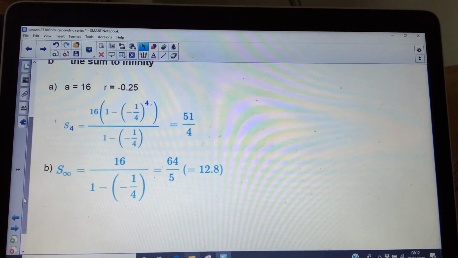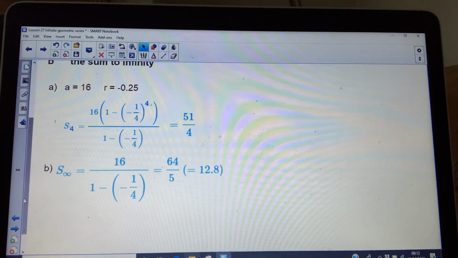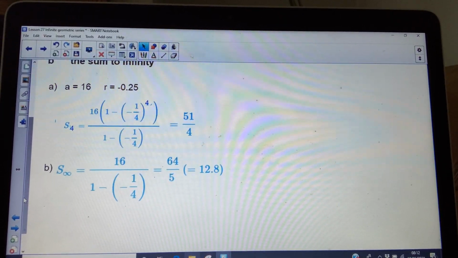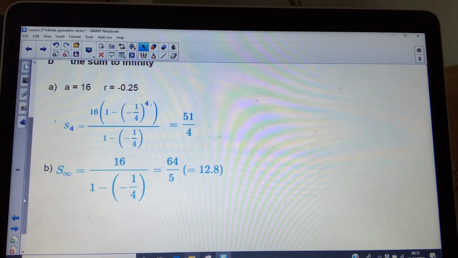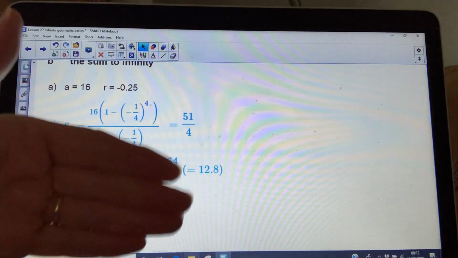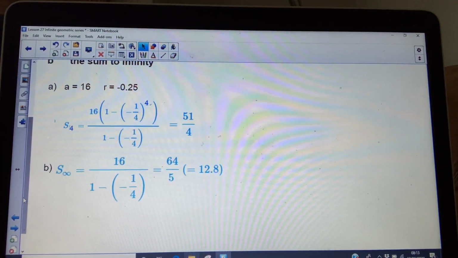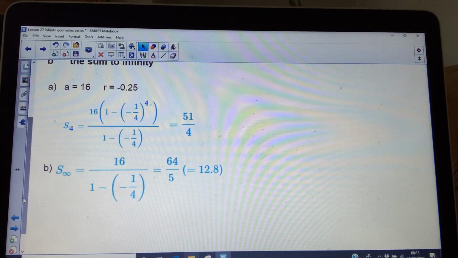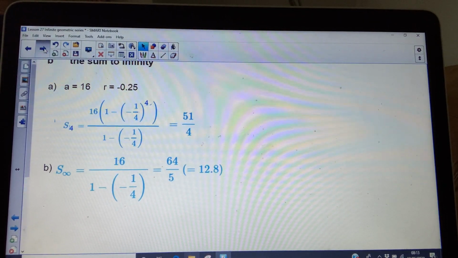Now that's pretty interesting, isn't it? Because the sum to 4 terms is 12.75, and the sum for an infinite number of terms forever and ever is only 12.8. And the reason there's not much difference between the two is because after the 4th term, they become tiny. Your terms are so tiny, so that hasn't made much difference.